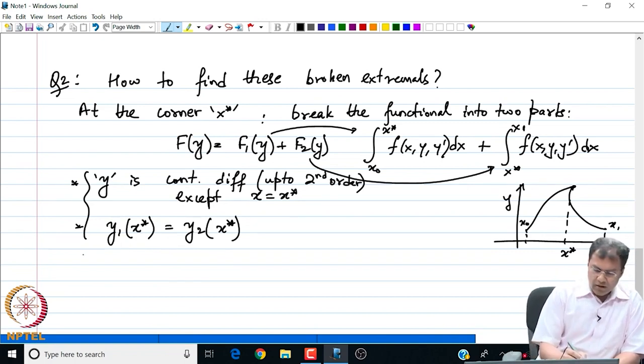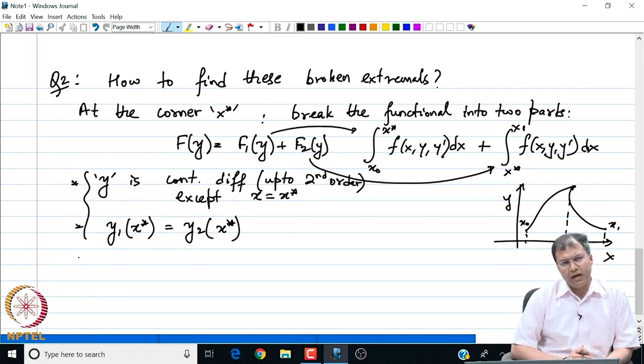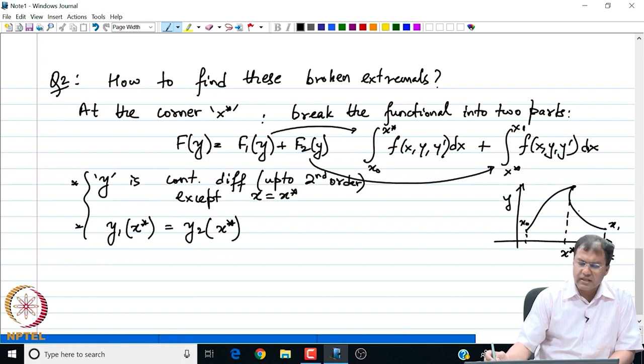And since we are following a similar strategy of finding Euler Lagrange, we have to set up the first variation, and that we do by perturbing the function. Now, the question is, what happens to these corner points during perturbation? It turns out that we can also change the corner points while perturbing our extremal and finding the variation in the functional.